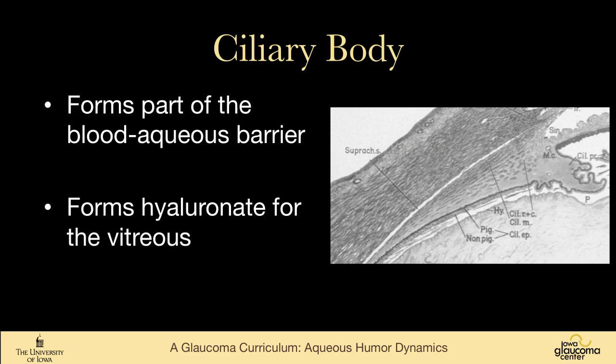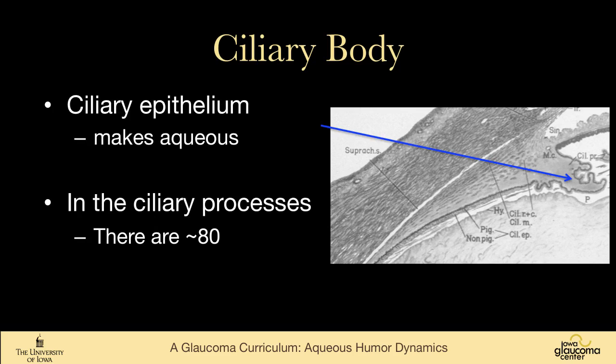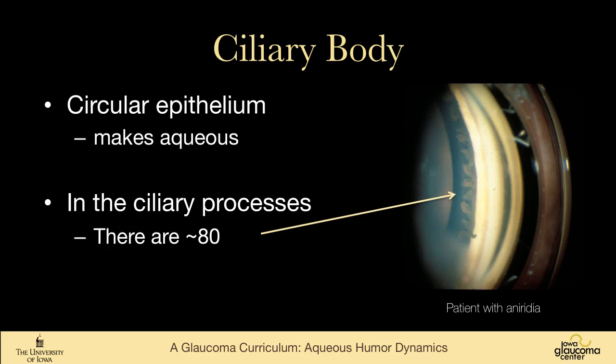The ciliary body is part of the blood-aqueous barrier, and it also forms hyaluronate for the vitreous. The ciliary epithelium makes the aqueous humor, and consists of ciliary processes, of which there are about 80. You can see them here. This is a slide of a patient with aniridia. And in aniridic patients, there's just a little stub of iris, but it gives you an uncommonly good view of these ciliary processes.